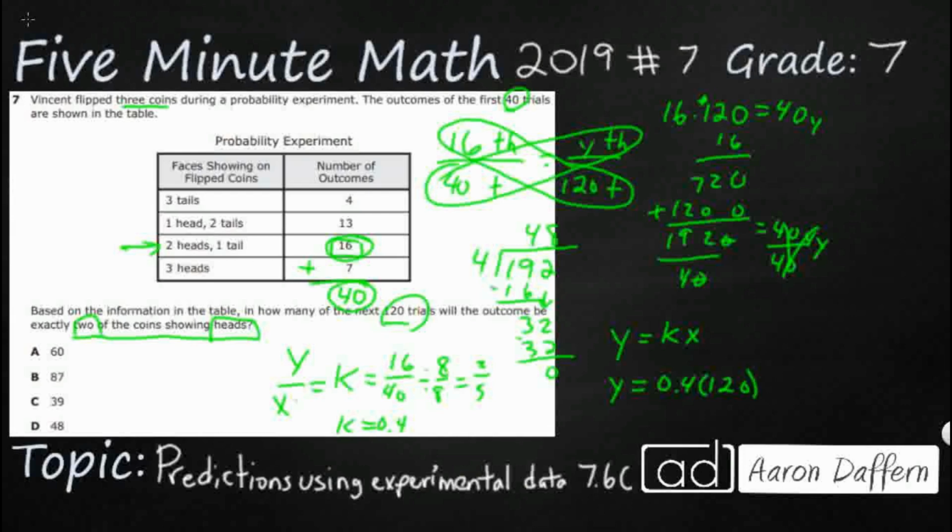And look what happens when we do this. 120 times 0.4, that's going to be 48.0. Let's grab that 1 digit behind the decimal, and voila, we get the exact same answer. So you can either use proportion like we did up here, or you can take the constant of proportionality that they gave you with the 16 over 40 and apply that in a rate of change equation. Either way, your answer is going to be D, 48.